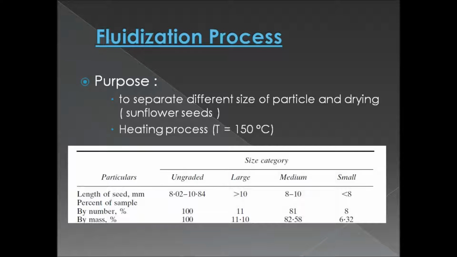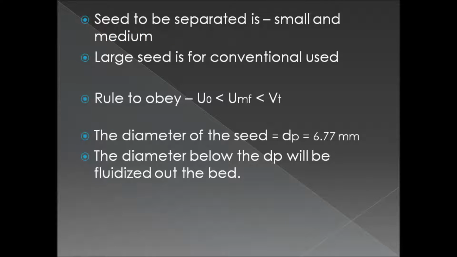On the other hand, the fluidization process is also used for the heating process. For the production of the sunflower seed, the heating process will be undergone at a temperature of 150 degrees Celsius. In the fluidization process, the seeds that need to be transported out of the bed are the small and medium sized seeds. The large seeds will stay in the bed and will be transported to the pneumatic process.